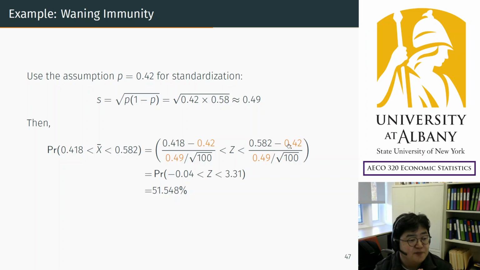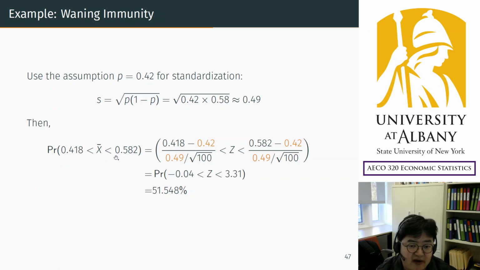And as you may have expected, another key feature of the binary distribution is like this. Now I assume that the truth is 42%. Then that assumption gives you the standard deviation too. Given the assumption, the standard deviation must be the square root of 42% times 58%, which is approximately 0.49. Okay, so now we are going to use this standard deviation in the standardization.